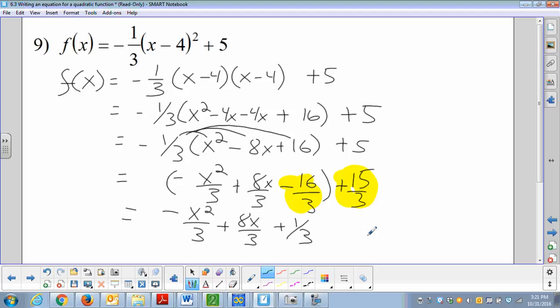Okay, and again, this is changing quadratic functions from vertex to standard form.